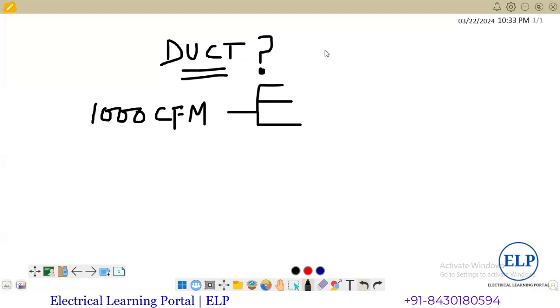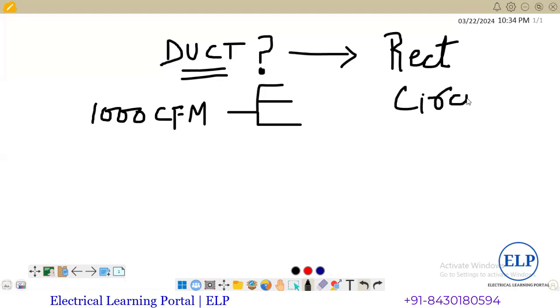When you check about the ducting, it will be in two forms. Usually ductings are available in rectangular form and in circular form. These are the two major types of ducting. Apart from that, we have oval ducting also available, but majorly we deal with rectangular or circular ducting.